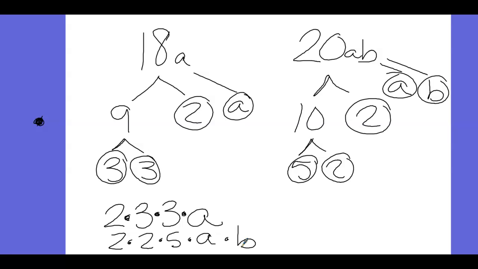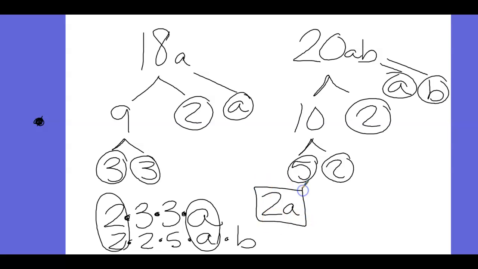Okay, so what do you have in common? 2 and A. So what's my greatest common factor? 2A. And that would be my final answer. 2A. Questions? Okay, I have one more.